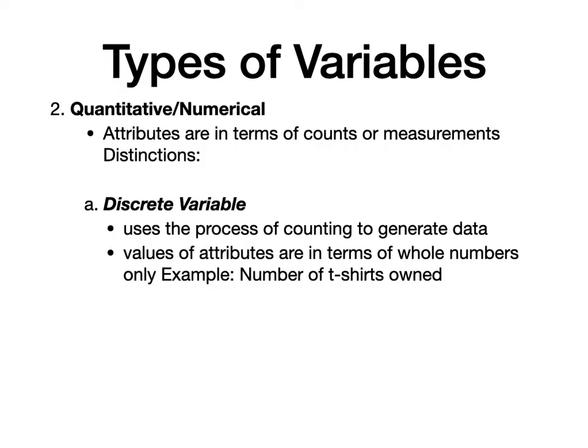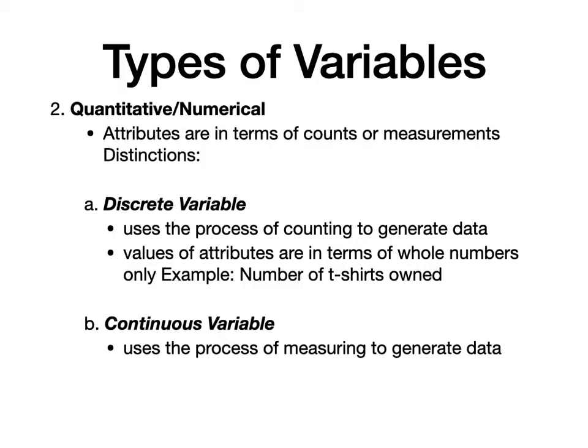And we could not say the number of t-shirts would be 3.5, because that 0.5 will not make sense. So that's why the number of t-shirts owned would be a discrete variable. That's because we generate the values by counting, and we end up with whole numbers only. And the second type of quantitative or numerical variable is what we call continuous variable. Here, in this case, it uses the process of measuring to generate the data. So continuous variables are also referred to as measured data.